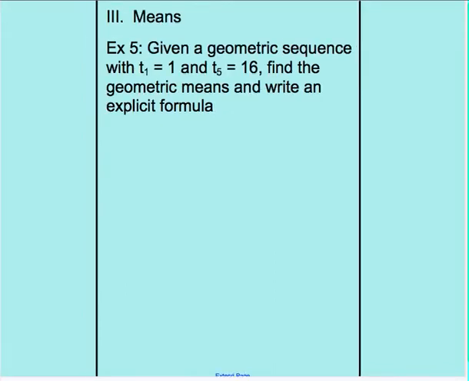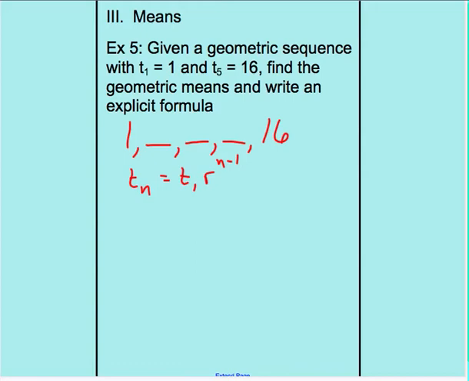All right, so the geometric means is a little bit different than the arithmetic means. You set it up the same way, but of course you have a different formula, so the solving is a little bit different. So again, for visual learners, I've got my first term, second, third, fourth, fifth term, so that I can see how many times I multiplied by that common ratio. So remember the explicit formula.